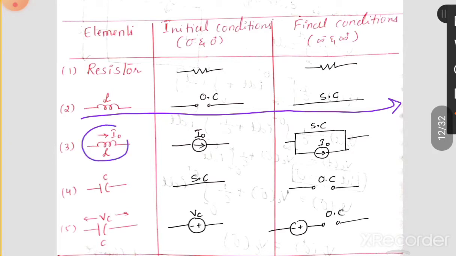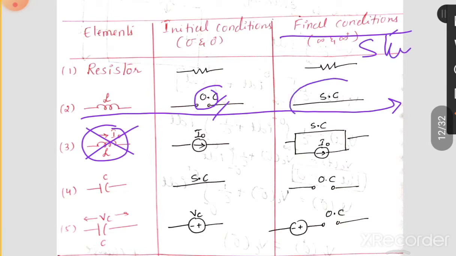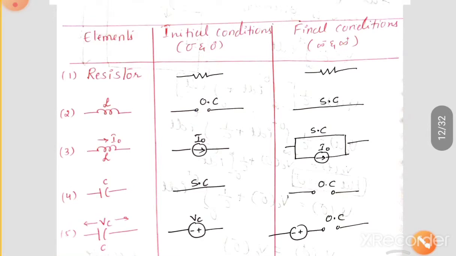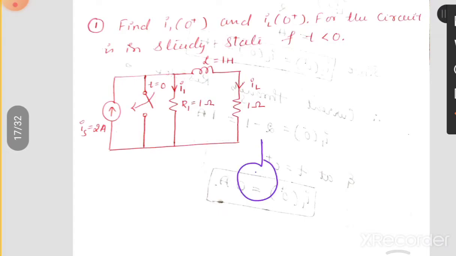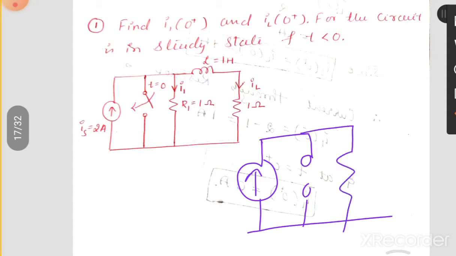There is no current they have mentioned, so this condition we cannot take. The inductor is open circuit in its initial condition, but it is in a steady state, which means the final condition we have to apply. This is the steady state, so the inductor has to be replaced by a short circuit. Now let's redraw this with the current source, the switch open earlier, and the resistance; the inductor is replaced by a short circuit and the resistance stays as it is. So this is 1 ohm, this is also 1 ohm, and this is 2 ampere.